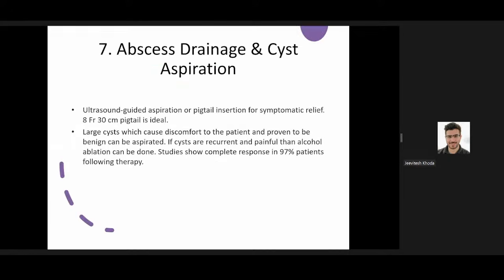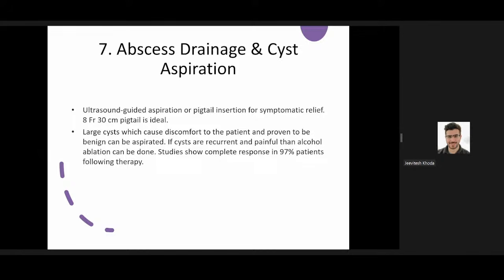Last, though not exactly for cancer, in some cases, like if you have benign abscesses, you can either aspirate them or put a pigtail in. An 8 French, 30-centimeter pigtail is usually ideal to drain these abscesses. And large cysts which cause discomfort to the patient, and are proven to be benign with no associated cancer, can be aspirated.